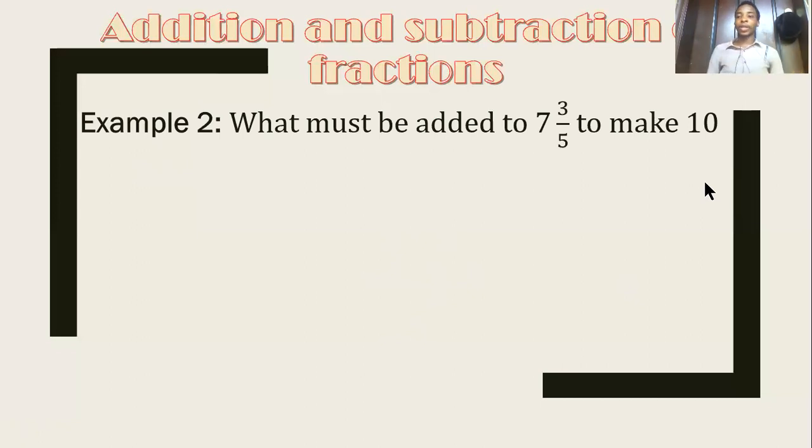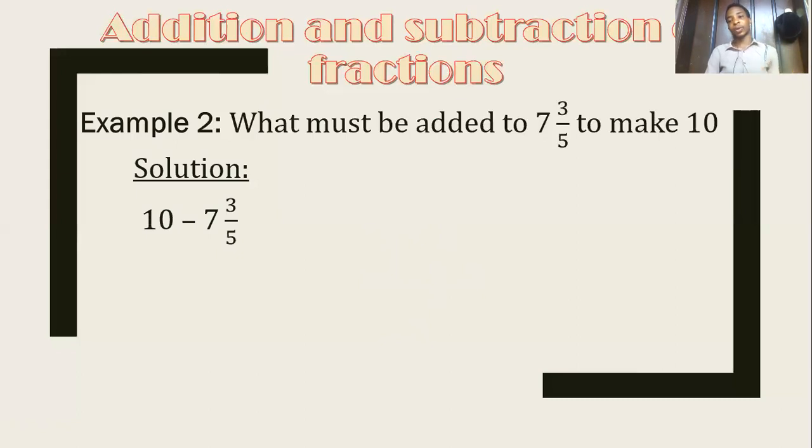Let's take it this way. If I should ask, what must be added to 2 to make 5? Would you say 2 plus 5? I trust you would not. What will you do instead? You say 5 minus 2 because 2 plus 3 is what? 5. So when you have what must be added, you have to subtract because you don't know the number to be added yet. So in this case, I'll be doing 10 minus 7 whole number 3 over 5.